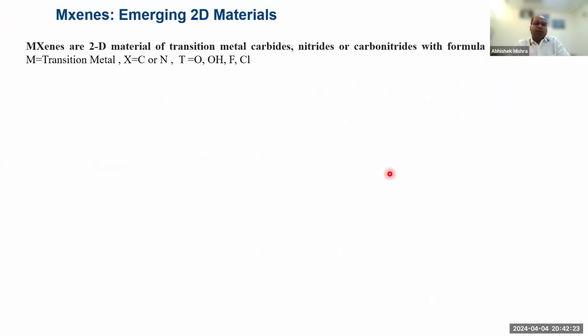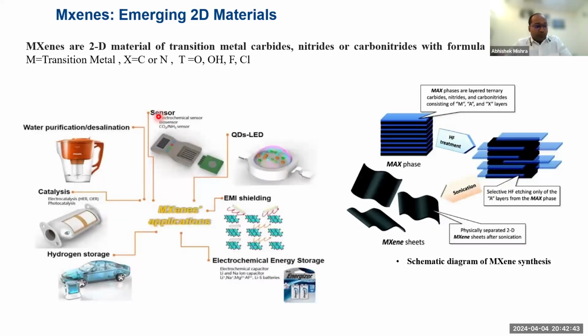We have been working on 2D materials as well for the past few years, and as you know, MXenes are one of the newest in this domain. You have carbides, nitrides, or even carbonitrides. They have applications in different domains, and we were interested here in the catalytic applications. There are some methods: you have the MAX phase, you do etching, and you can create the MXene.